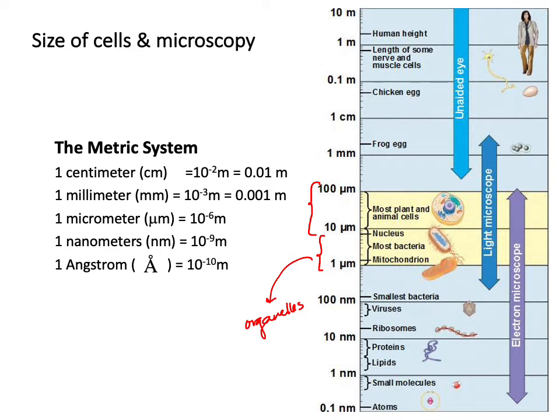I also want to point out that both bacteria and plants fall under requiring a light microscope in order to see. We're going to look at an electron microscope here in a moment, and we're going to see how this gives us a much better magnification power. But one of the things that we're going to be doing today, again, is converting using the metric system. So this table here can be really helpful in helping you to convert units today.